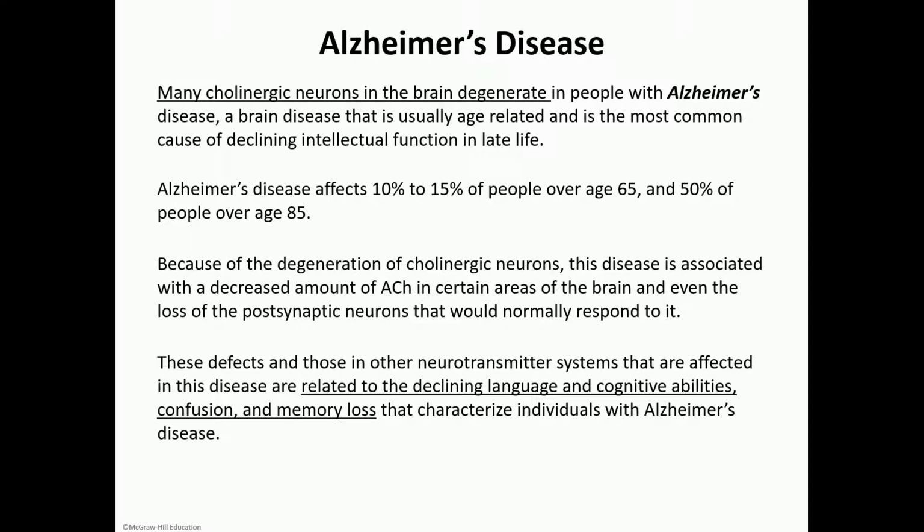Alzheimer's disease, which is dementia, is age-related. It affects about 10 to 15% of people around the age of 65, and at the age of 85 and better, about 50% of the population have some sort of Alzheimer's disease. It is due to the degeneration of the cholinergic neurons in the brain.